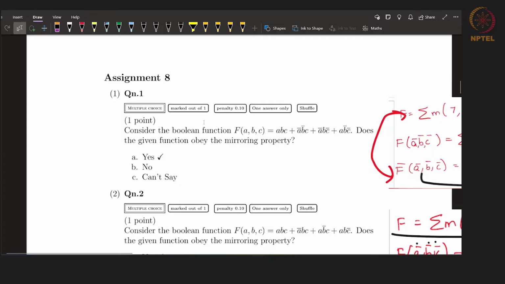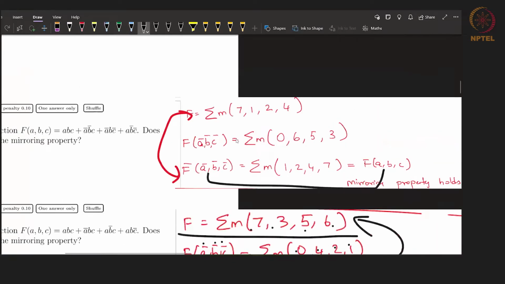Question 1. Consider the Boolean function f of ABC such that it is this, right? And does this function obey the mirroring property? To determine if a function obeys the mirroring property, you need to check for this condition, which is f bar of a bar b bar c bar, that is the complement of all the inputs complemented, must result in the same value as that of f of ABC.